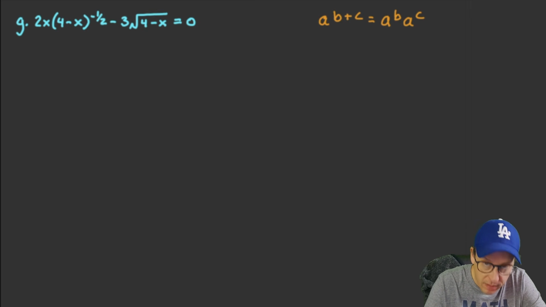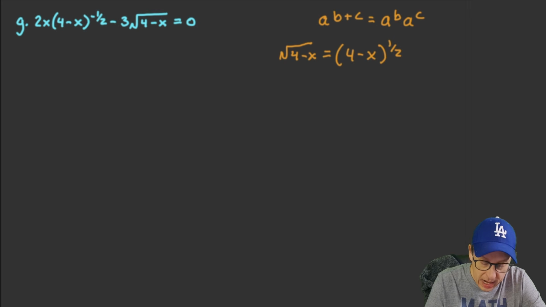Another thing to be aware of is the square root of 4 minus x is going to be equal to (4 minus x) to the 1/2.